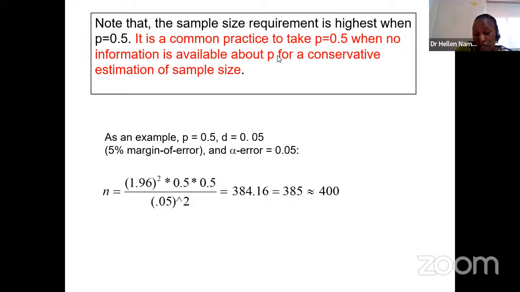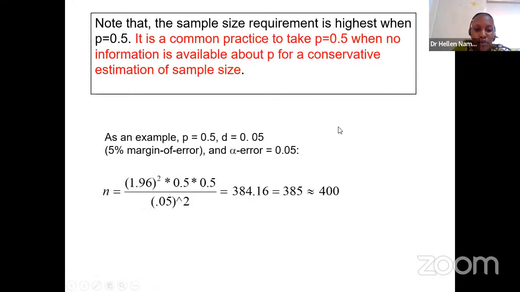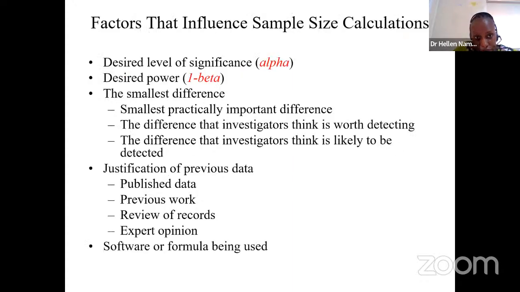So in case you do that, if you consider your P as 0.5 and take the margin of error as 5%, then if you put it back in this particular formula that we have here, we are able to come up with our sample size as 400. We are going to go into more detail using R and see how we can come up with that.